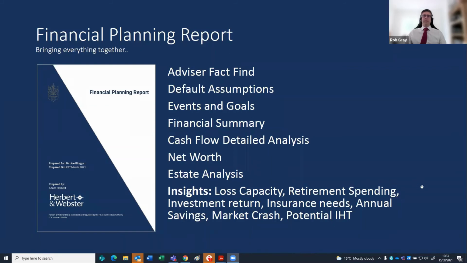We can show them what the retirement spending is likely to be. That will show the maximum that they can spend. We'll look at investment returns. We can identify any insurance needs that they may have. Identify how much they're going to need to save annually to achieve their goals. And we can also plan in what would happen if there was a market crash. How would that impact the financial plan? And as I say, the potential inheritance tax. So that's the case study.